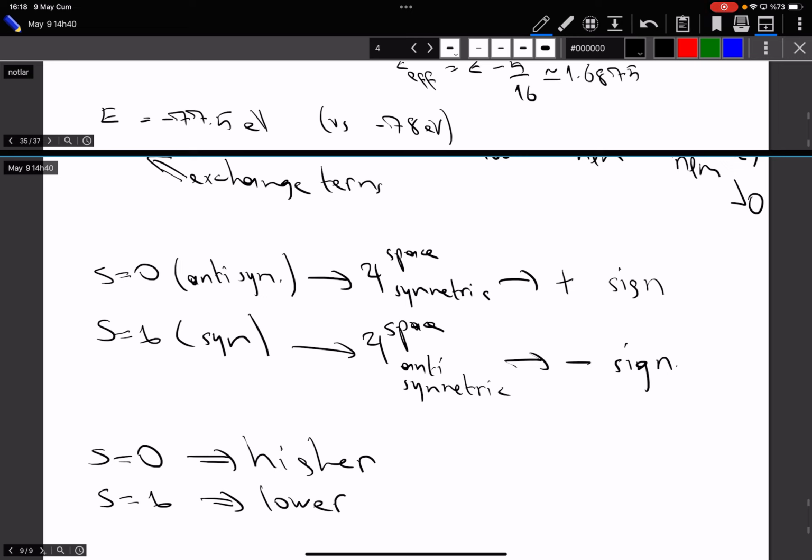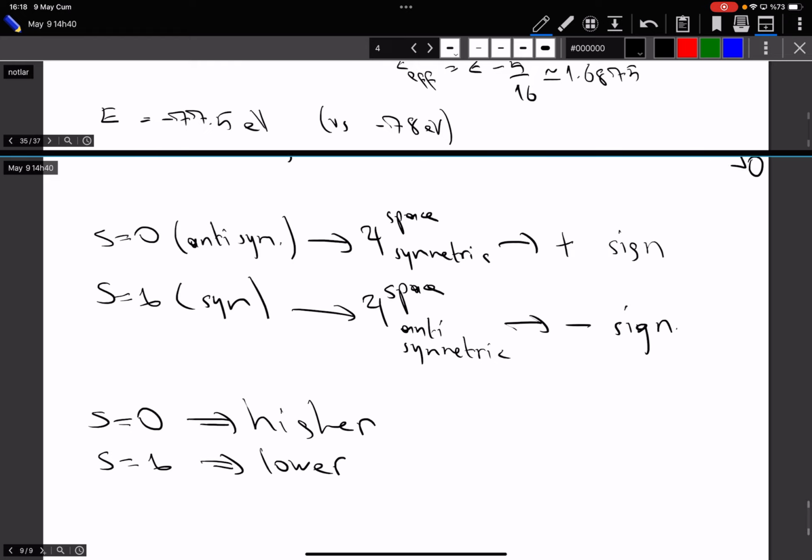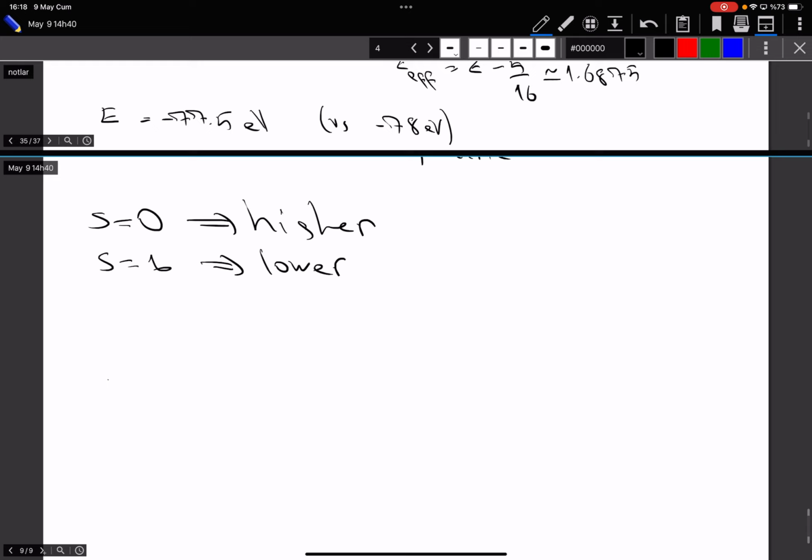Again, I would like to underline, there's no spin interaction in this problem. In the Hamiltonian, there's no spin whatsoever. But still, the energy values turn out to be dependent on spin because of the statistics. So what happens here is, if you have any state, they basically split into two. The singlet gets higher, the triplet gets lower.